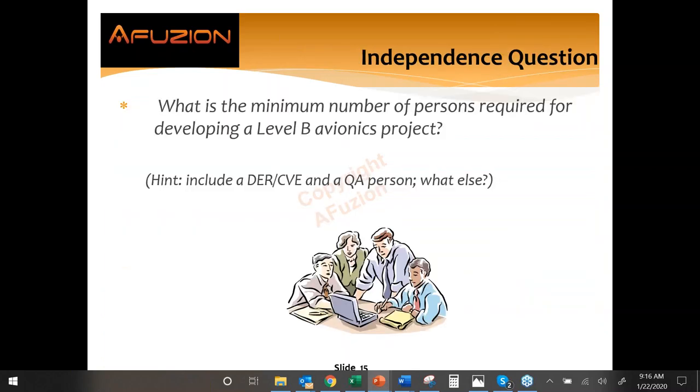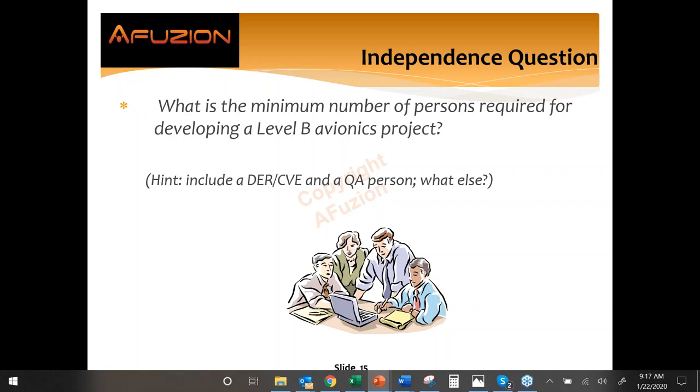But a very common failure mode is this. Think, what's the minimum number of people required for developing a level B project? Okay? You got it. If you include the CVE, which is a little optional in USA, designated engineering representative, Canada, Europe, quite often South America, compliance verification engineer, well, it's four people. Who's the most important? Really, QA, quality assurance, or we call it process assurance for hardware and systems.